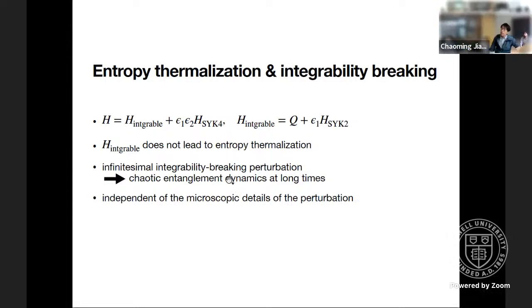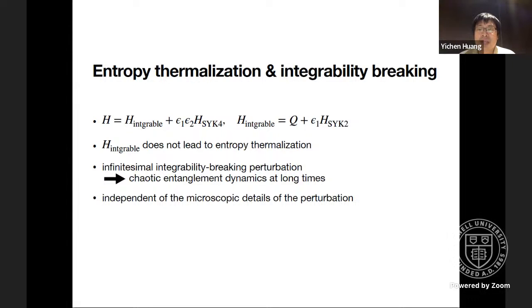Can I ask a quick question? Maybe this is premature, but this SYK2 plus SYK4 has been used to talk about the so-called Fock space localization, right? That predates many-body localization, but that was a model that people looked at before. So in a certain sense, it's not thermalizing. Would you comment on the relation between your result and theirs?